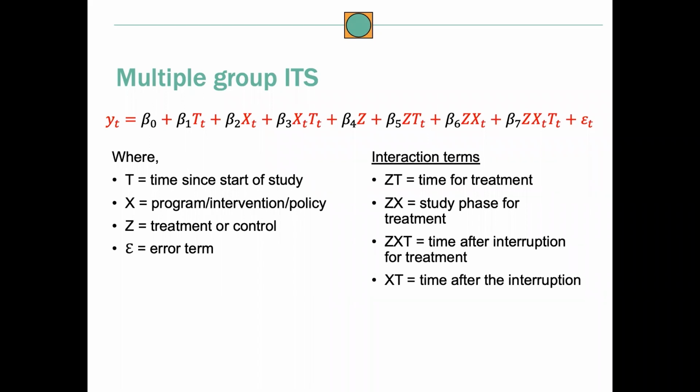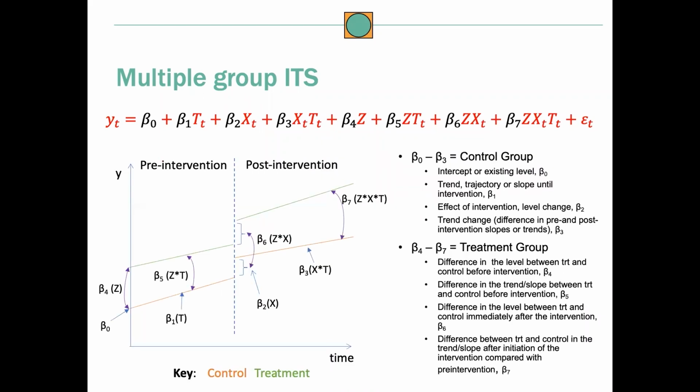But we also have 8 coefficients in our equation. Beta naught to beta 3 represents our coefficients for our control groups. And the last 4, beta 4 to beta 7, represent values for our treatment group. And using the graphical representation, we'll go through what the different coefficients mean. In our graph, the orange line is the control group and the green line is the treatment group. So our beta naught, which is here, is the control group's existing level or intercept of the outcome. Our beta 1 is the control group's slope or trend prior to the intervention.